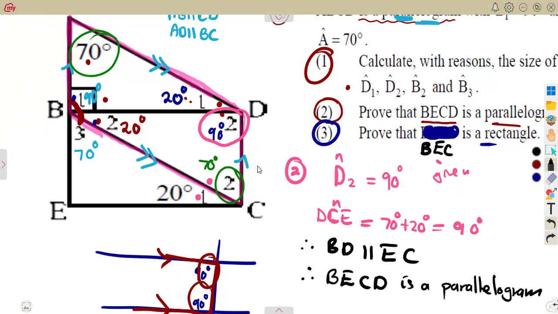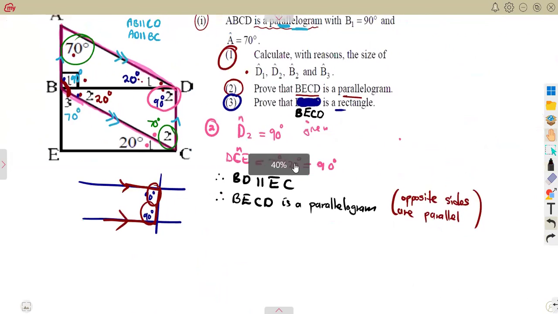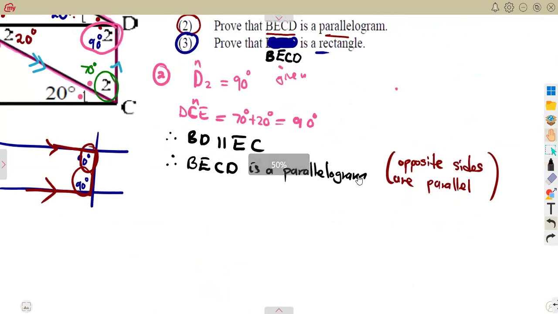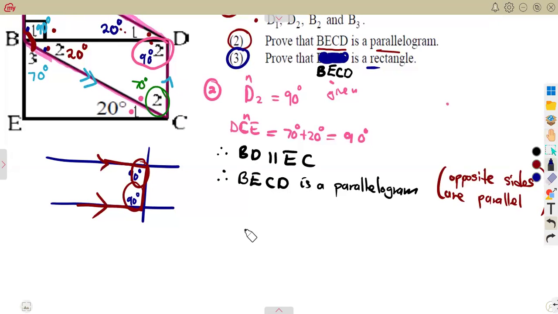How can you prove that this shape is a rectangle? Remember, a rectangle is a parallelogram with an interior angle of 90 degrees. We are supposed to work on these shapes separately, but I think I talked about this in a separate video, so make sure that you do watch that part also. So we can consider that it is a rectangle. We have already proved that BD is parallel to EC.